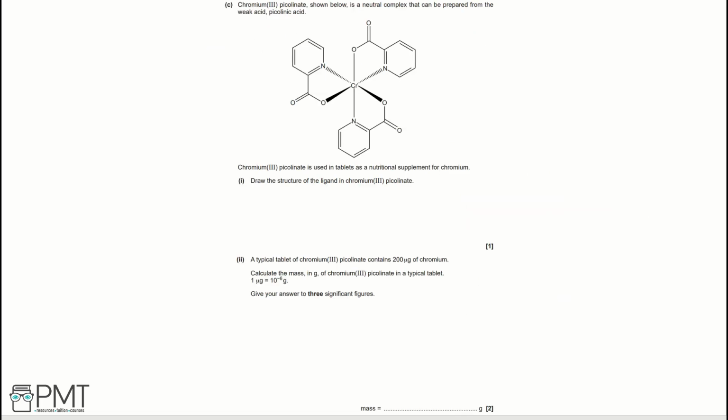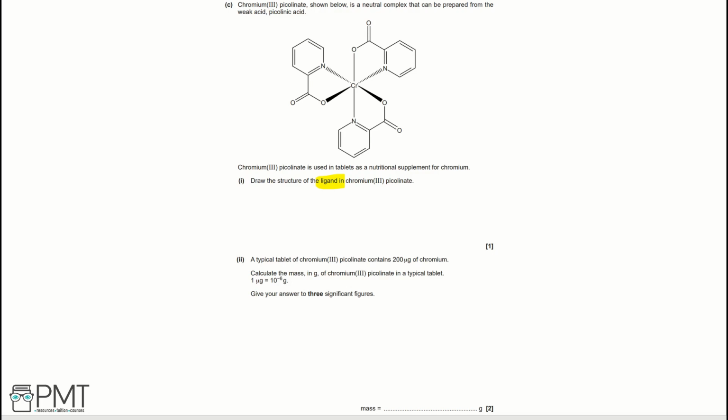C. Chromium 3 picolinate shown below is a neutral complex that can be prepared from the weak acid picolinic acid. Chromium 3 picolinate is used in tablets as a nutritional supplement for chromium. Part 1. Draw the structure of the ligand in chromium 3 picolinate. The key word in this question is that we're drawing the structure of a ligand.